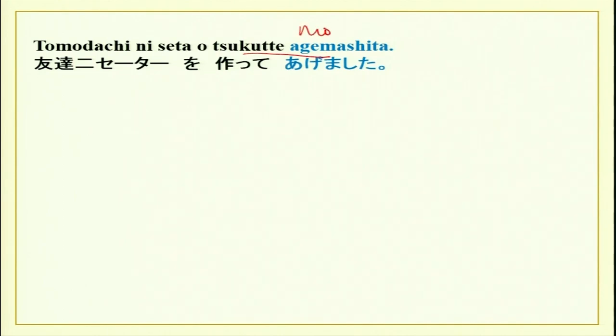Now if it was moraimashita, then tomodachi ni seta o tsukutte moratta is I got, I received. Over here we are saying tomodachi ni seta o tsukutte agimashita, I gave. So the verb will change on who is giving what to whom.